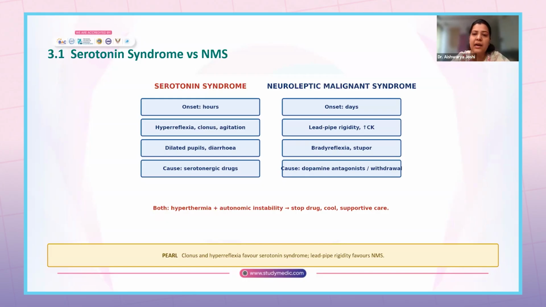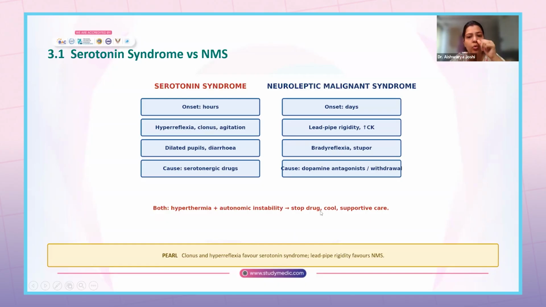Neuroleptic malignant syndrome starts over days. It presents with lead-pipe rigidity, raised creatine kinase, bradyreflexia, that is slow and held up reflexes, and this occurs with dopamine antagonists or dopamine withdrawal. And neuroleptic malignant syndrome presents with fever also. Remember that hyperthermia with autonomic instability is more common in neuroleptic malignant syndrome than serotonin syndrome.